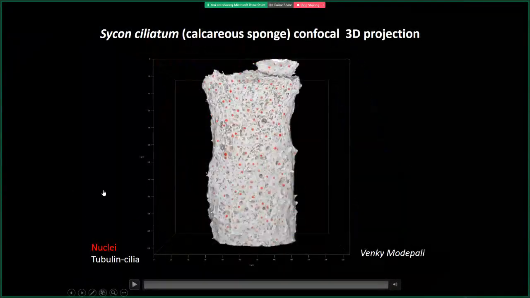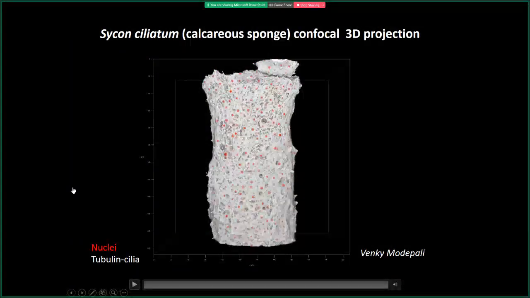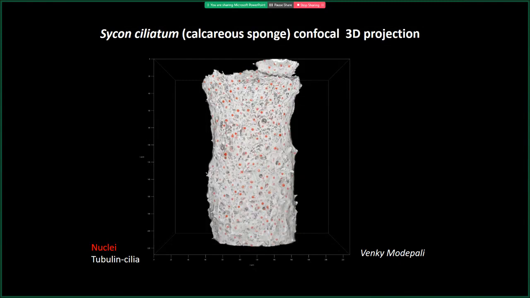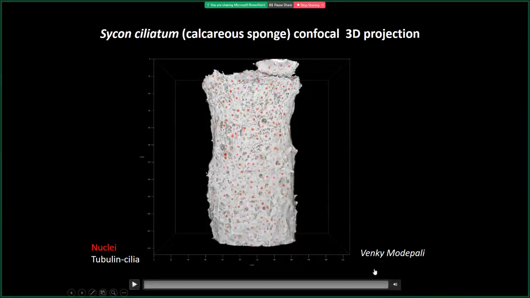Okay, so now I'm just going to show you another image that we've acquired more recently from our new Leica confocal digital light sheet microscope. This is actually a confocal microscope image, but it just shows you some of the imaging capability of this platform. This is another one of Venke's images. It's of a calcareous sponge, and it's a confocal three-dimensional projection.